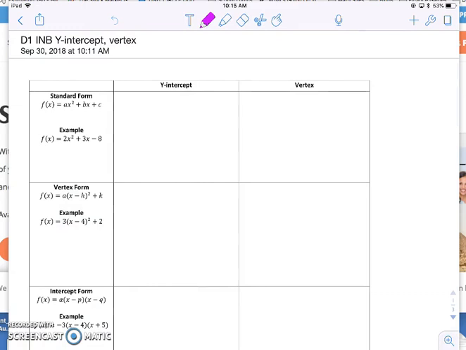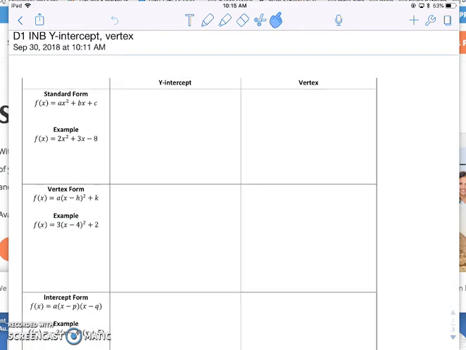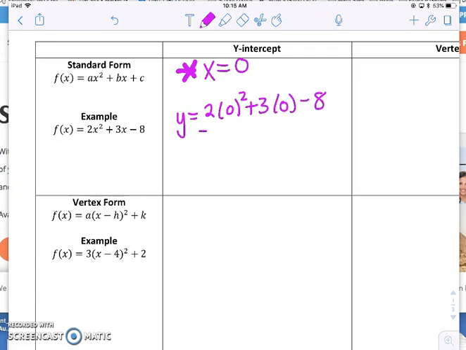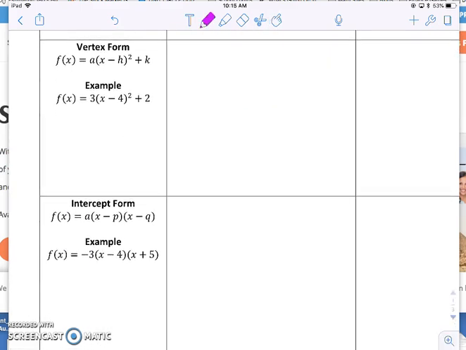The second thing we're going to look at is these forms and how to find the y-intercept and the vertex. In standard form, the y-intercept is really easy. Our y-intercept is where x equals 0. So if we plug that in, we'd have y equals 2 times 0 squared plus 3 times 0 minus 8. So we end up with y equals -8, so our y-intercept is (0, -8). The y-intercept's easy for all of these. All we have to do is plug in 0.